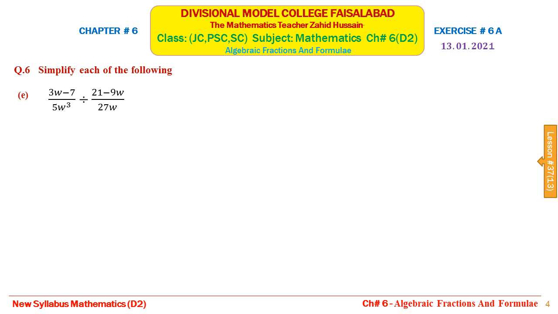E part. First fraction is 3w minus 7 over 5wq divided by 21 minus 9w over 27. So we will first change this division sign into multiplication sign, and we will take the reciprocal of the fraction after the division sign. So its reciprocal is 27w over 21 minus 3w.